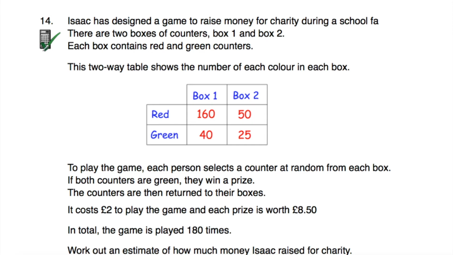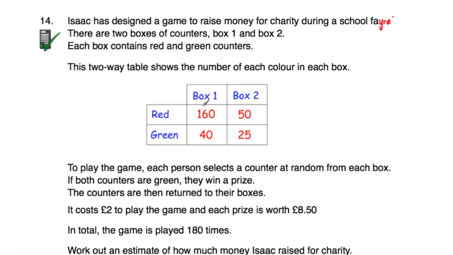Okay, so let's have a look at question number 14. Now, question number 14, it's quite a long question with a lot of information, so bear with me as I read through it. So Isaac's designed a game to raise money for charity during a school fair. There's two boxes containing counters, box 1 and box 2. So we've got box 1 and box 2, and they contain red and green counters, so just red and green. And the two-way table shows information about the number of each colour in each box.